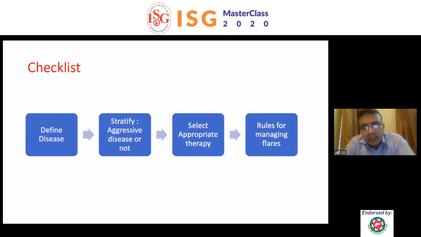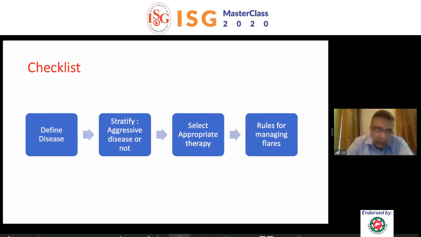This is something which will actually tell you, in terms of any kind of patient who can come to you, because Crohn's disease can present with protean manifestations. So if you have this checklist in mind, you can actually treat any kind of patient. So what does this checklist consist of? First is that we define the disease. Second step is stratify whether it is an aggressive disease or not, a high risk disease or a low risk disease. Third is we select the appropriate therapy, and then there are certain rules for managing flares. So these are all general principles.